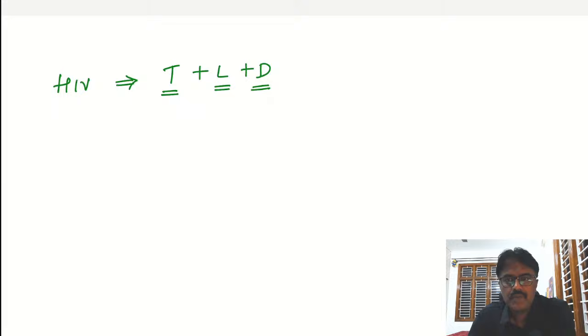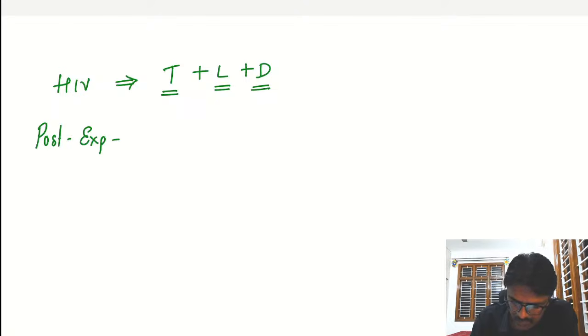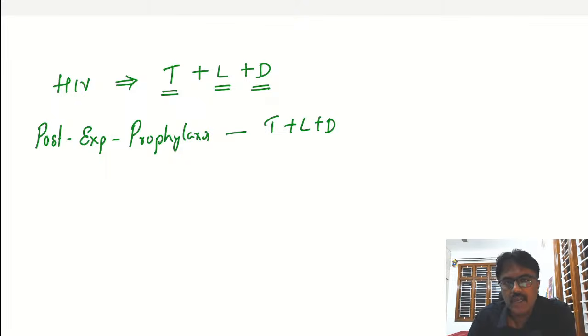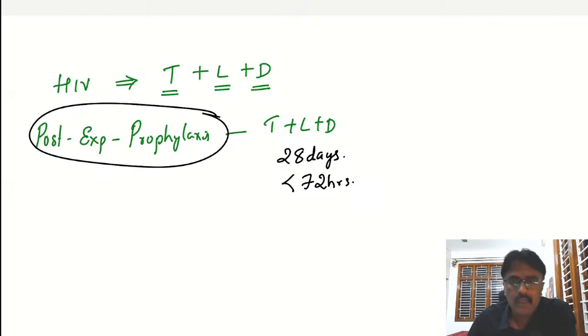Again they will ask you post-exposure prophylaxis. Suppose you were working in the hospital, you gave an injection to an HIV positive patient and you got a prick. That is called post-exposure prophylaxis. Then also you use the TLD combination, but the crucial thing is how many days this has to be taken: 28 days. And as early as possible, within 72 hours it has to be started. So these are the things which are tested here.